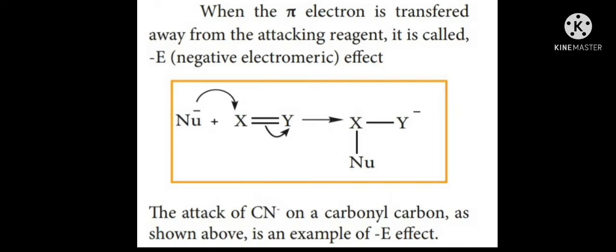In this example, when the pi electron is transferred away from the attacking reagent, it is called minus C effect or negative electromeric effect. The attack of CN- on a carbonyl carbon is an example for minus C effect. Hence, we completed the topic electromeric effect.